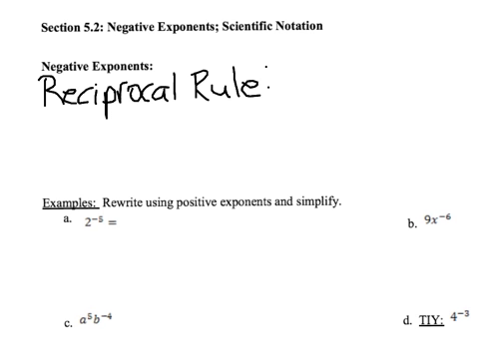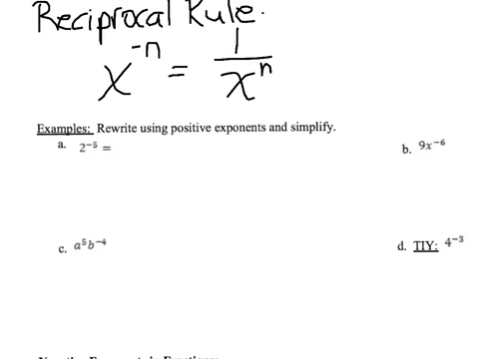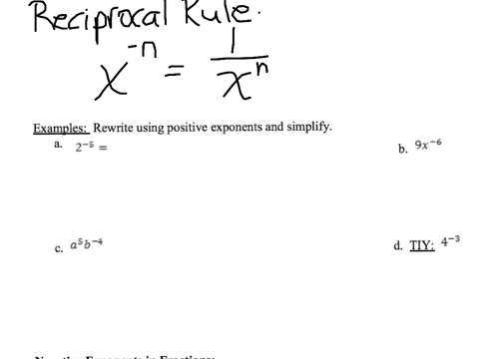The reciprocal rule: let's say that we have some base, let's call it x, raised to a negative exponent, negative n. Anytime we have a negative exponent, we just have to take the reciprocal in order to make that exponent non-negative. And so x to the negative n is 1 over x to the nth power. Since it's 1 over x to the n, that's why we call it the reciprocal rule. I have a couple of examples down here making use of the reciprocal rule. In these examples, we want to rewrite using positive exponents and simplify if it can be simplified.